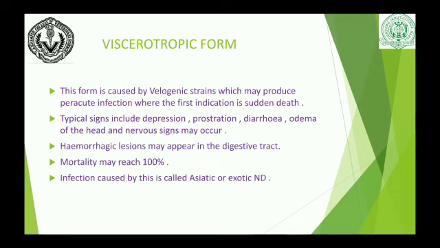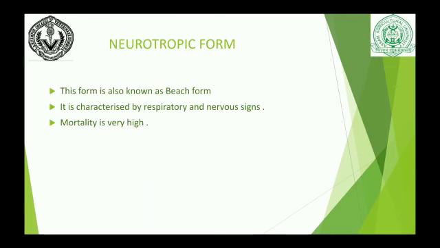So talking about the viscerotropic form, it is the most pathogenic form, caused by the pathogenic velogenic strains. The typical symptoms include depression, prostration, diarrhea, edema of the head, and nervous signs. Mortality reaches up to 100%. Hemorrhagic lesions are seen in the digestive tract. The infection caused by this form is also called Asiatic or exotic Newcastle disease.